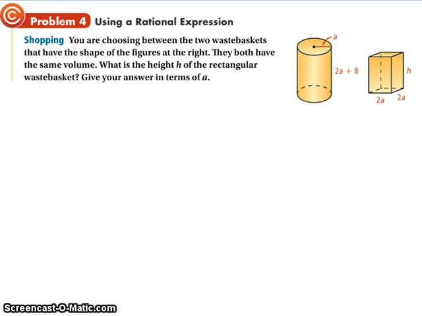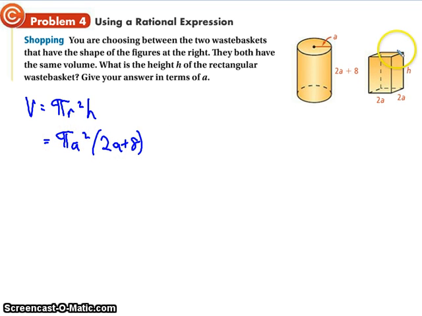I'd like to give you some practice. This one is talking about 2 waste paper baskets, 2 trash cans, round and rectangular prism. Cylinder. They tell us that the volumes are the same. So the volume of this one is pi r squared h. Here r is a, so I'm going to plug in a squared, and then I have 2a plus 8. So this is equal to this.